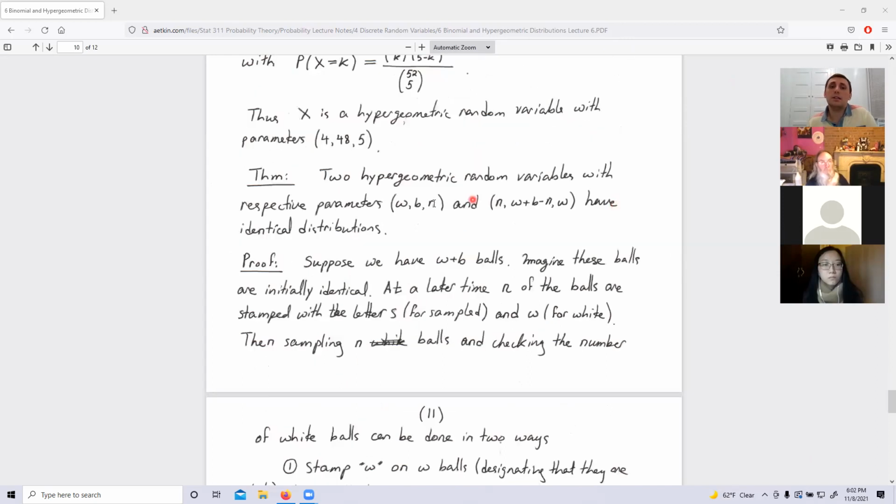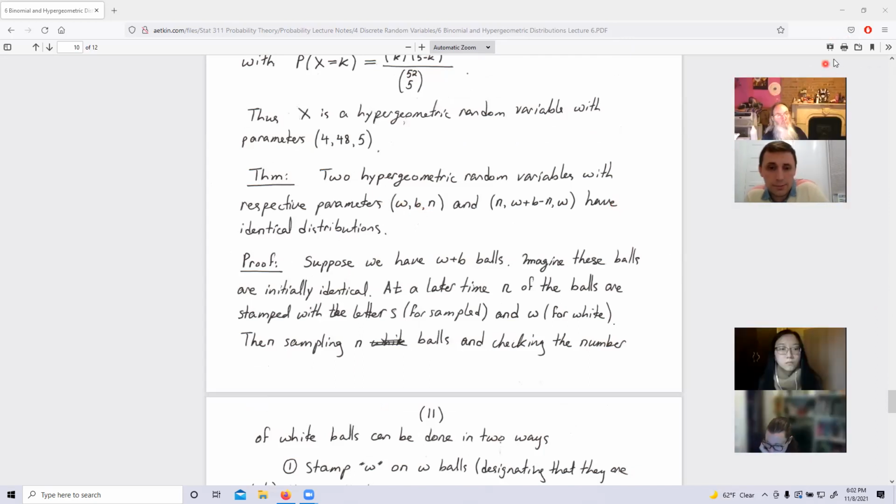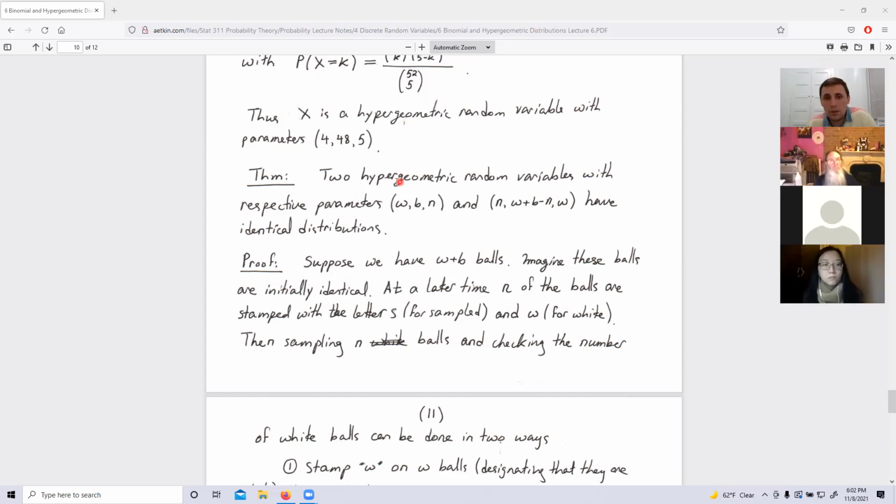Now, this is an interesting theorem. It's a bit difficult, but I hope I will be able to explain it to you well. I will try. There is another way of writing that probability that looks less intuitive. What this is saying is that the two hypergeometric random variables that have distributions like this, W, the things that you want, the things that you don't want, sample size, and this way of writing it, have identical distribution. Now, what do I mean by that?